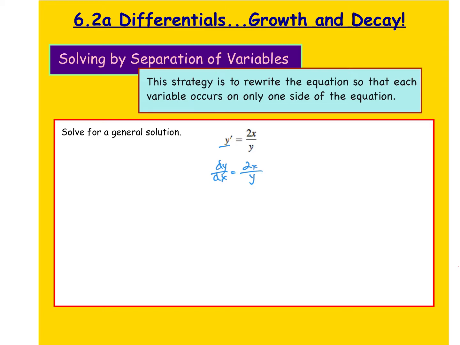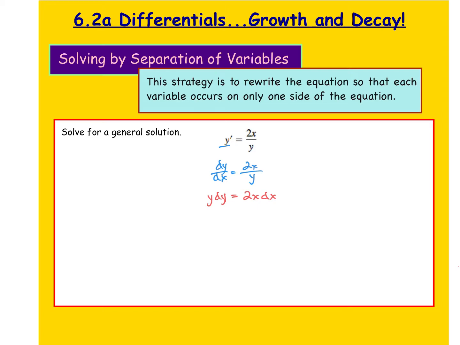So what do we do with y? We multiply it. So now I have what on my left side? y dy. And what do I need to do with dx? I need to put it on the right side. So now I have 2x dx. All right, so that's step 1, to separate.